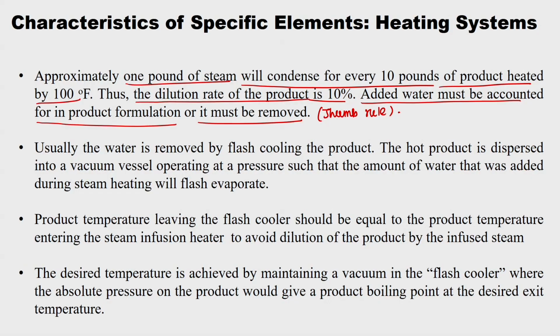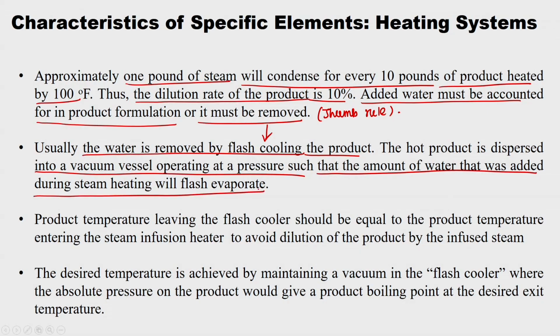The product formulation will be taken care of. Usually the water is removed by flash cooling. So we already told, right, either it will be there in the product formulation or it must be removed. So the water is removed by flash cooling of the product. The hot product is dispersed into a vacuum vessel operating at a pressure such that the amount of water that was added during steam heating will flash evaporate, right.